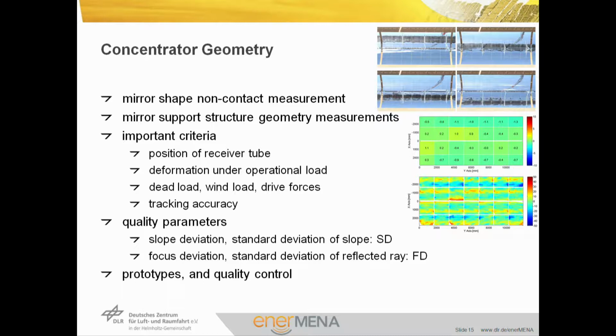Quality parameters of the overall collector configurations are the slope deviation or the focus deviation as defined in standards. We can apply such measurements and optimization on prototypes and, of course, in quality control during fabrication, during assembly, and during checks and monitoring of a running solar power plant.